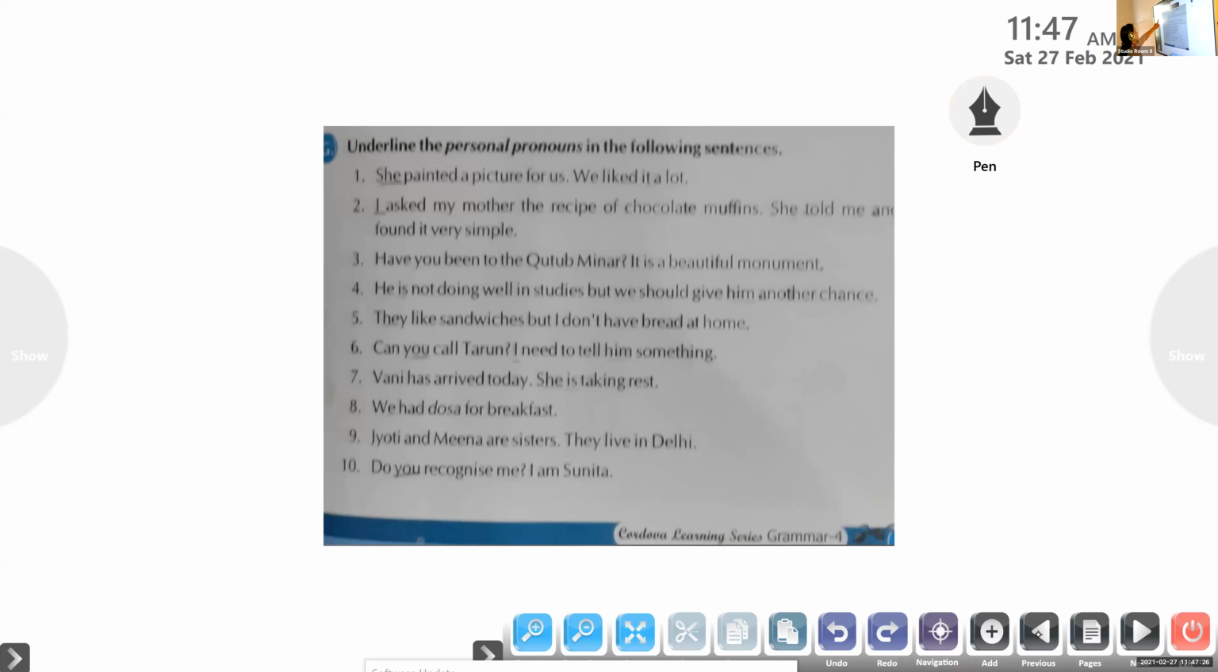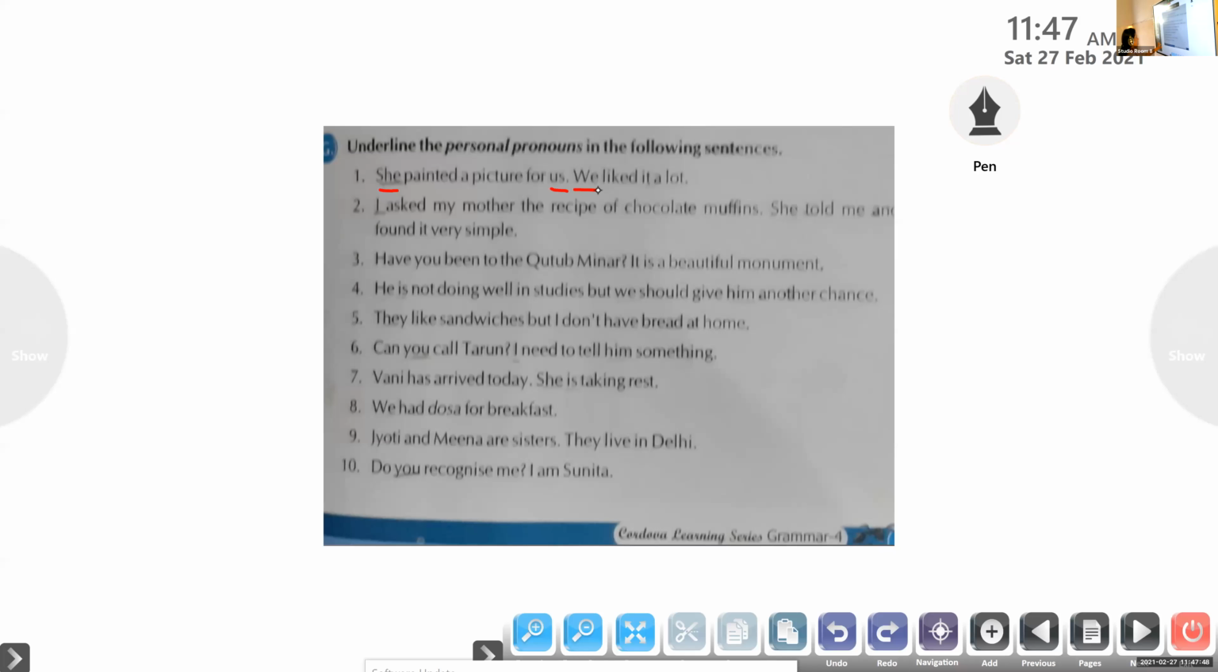Here, underline the personal pronouns in the following sentences. She painted a picture for us. We liked it a lot. You just have to identify the personal pronouns. So she is a personal pronoun. Us is a personal pronoun. We is also a personal pronoun. So this is how we are going to identify the personal pronouns.